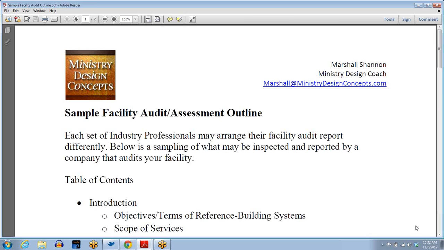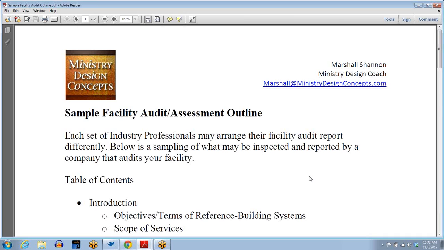In another tutorial, I gave you a list of 5 levels of renovation. Depending on which one that you're planning to do, will depend on the weight of your facility assessment. This first sheet that I am showing you is just a sampling of what might be included in a facility audit or a facility assessment, depending on what the industry professionals choose to name it. And remember that they can arrange their facility audit any way they want to.